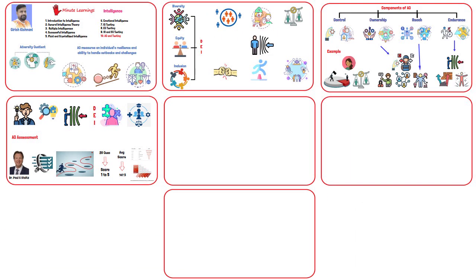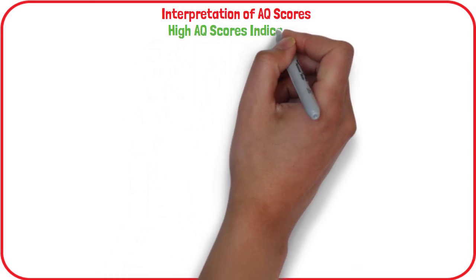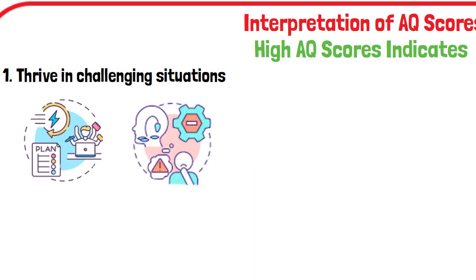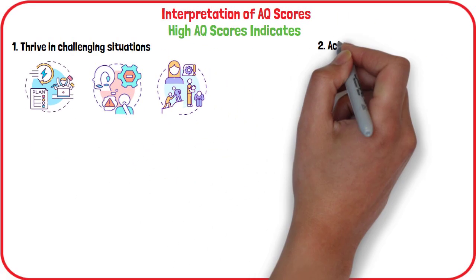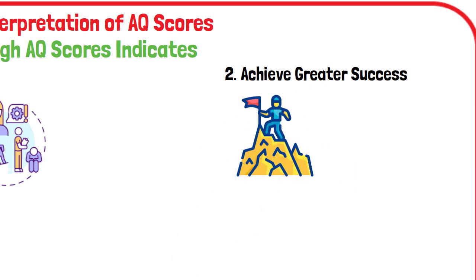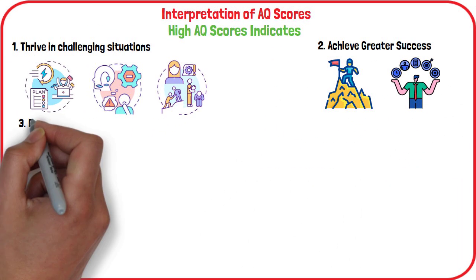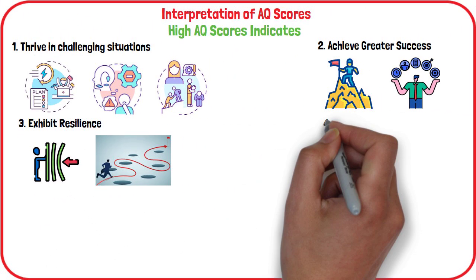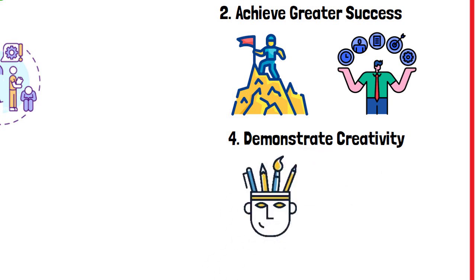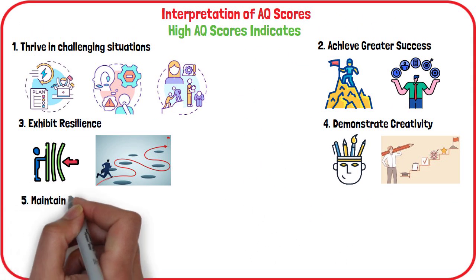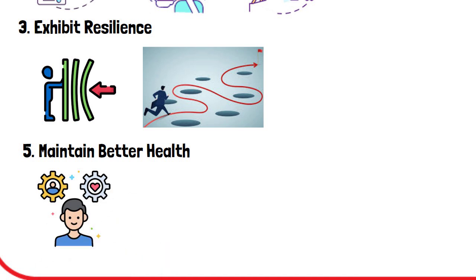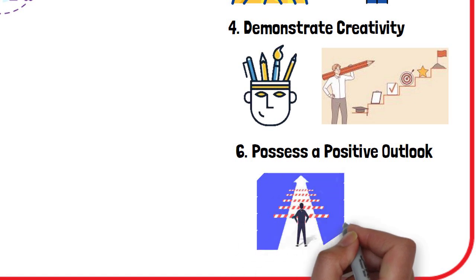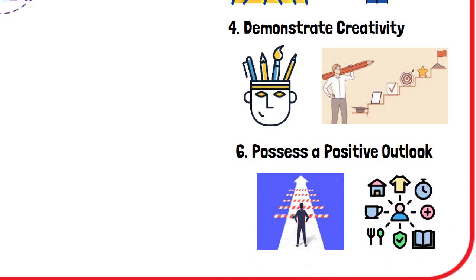A high AQ score indicates that a person is more likely to thrive in challenging situations, better handle negative life events and recover from setbacks, achieve greater success, reach goals and maintain higher productivity, exhibit resilience, navigate difficulties effectively, demonstrate creativity, show increased creativity when faced with challenges, maintain better health, manage stress more effectively, contributing to overall well-being, possess a positive outlook, embrace adversity, leading to a richer life.